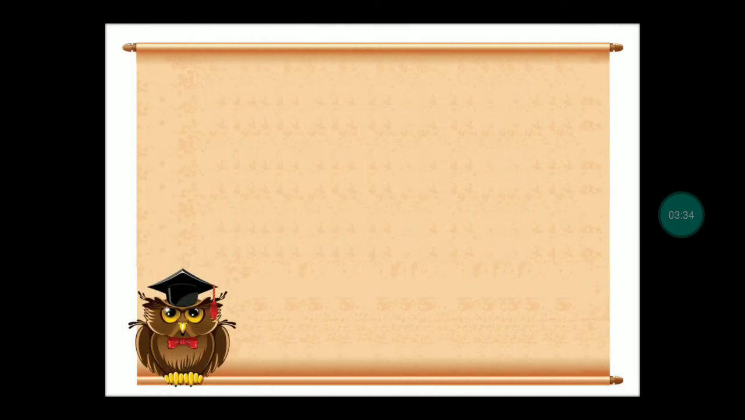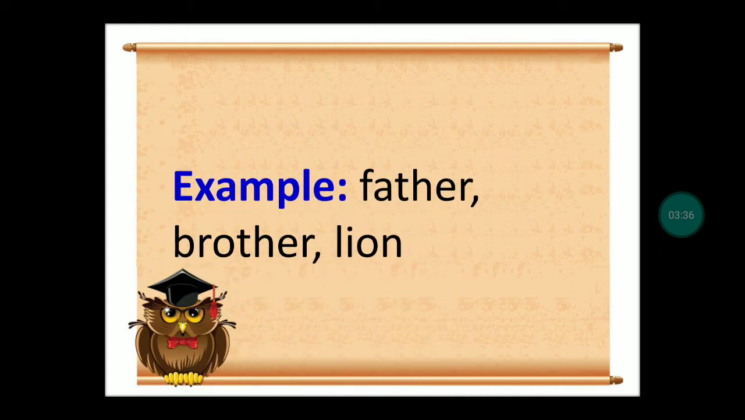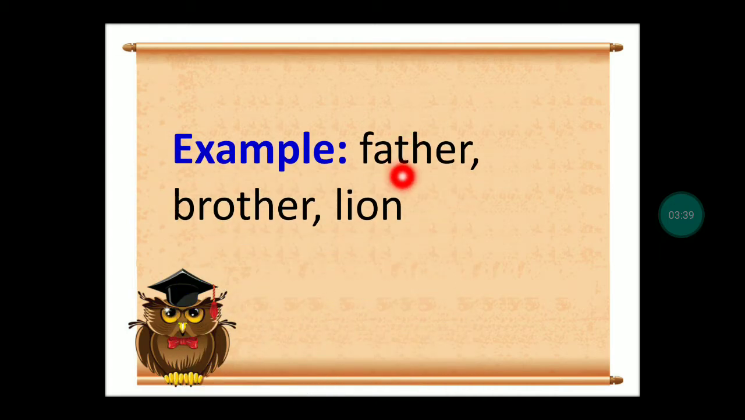Now, for example, father, brother, lion. So, father is masculine, brother is masculine, and lion is also masculine gender, because they are male person or animal. So father is a male person, brother is a male person, and lion is a male animal. So they come under masculine gender. Clear?